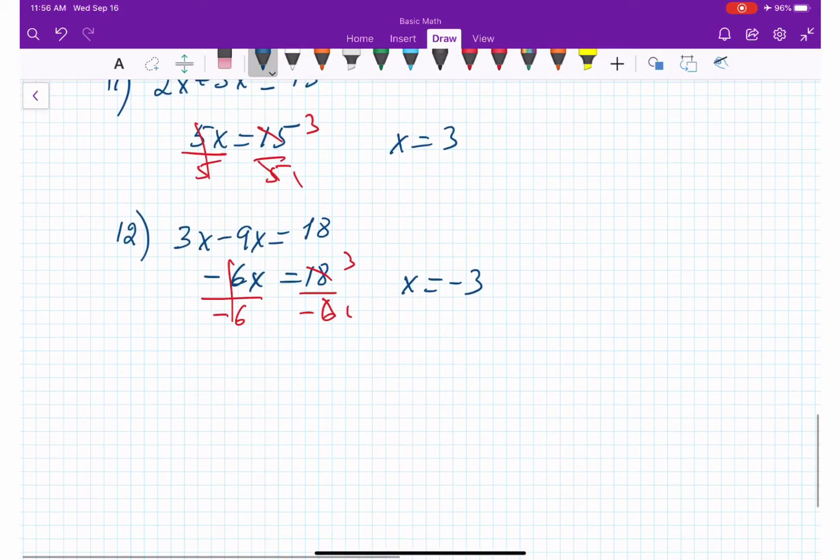Number 13, I will solve 2 more and I will be done. 13 and 14. 4 over 5x is equal 28. Okay, so I'm going to do it with the method of common denominator. So what do I get?